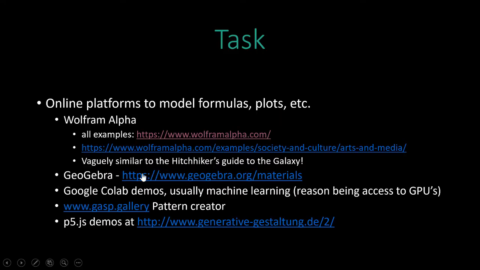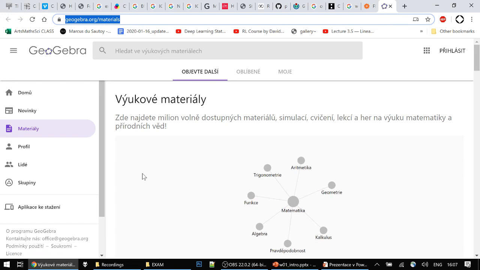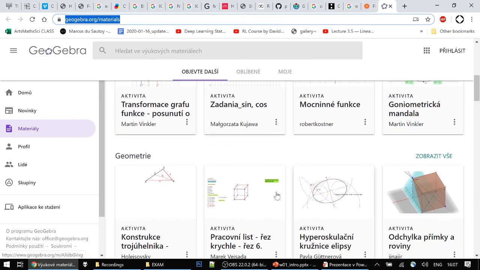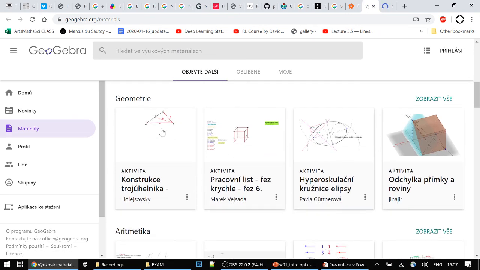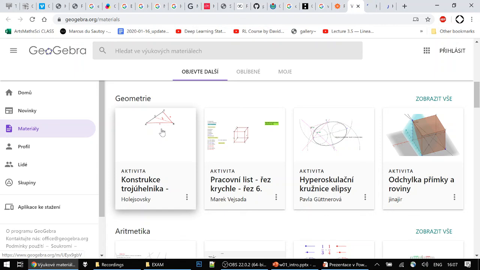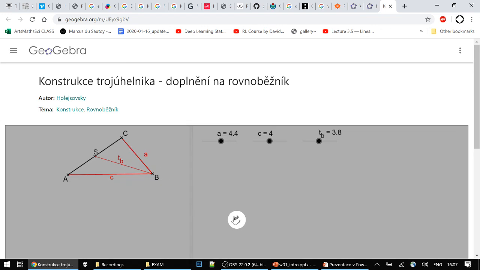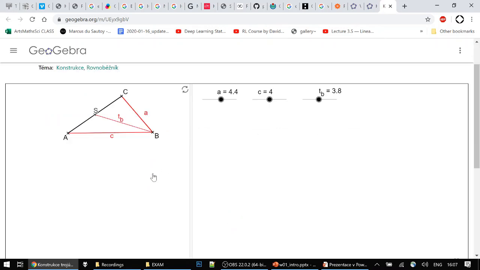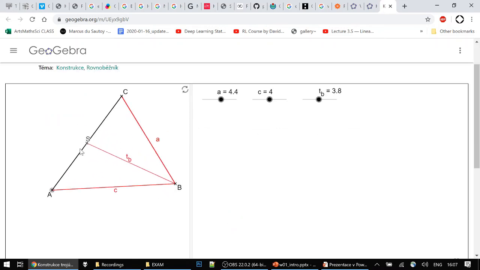Another one, which is a bit more visual, is GeoGebra. I don't know, do you know GeoGebra, anyone? Okay, perfect. Sorry, this is in Czech, but we can go through it fast. This is a tool to work with geometry on a virtual board. Often there are some demos where you can move the points, and it will show you the visualization of what is where, and you can drag things around.